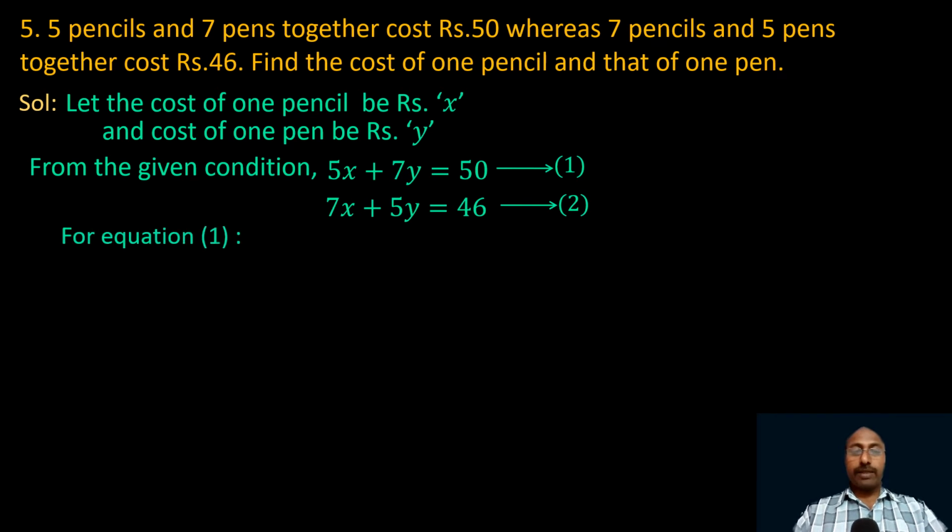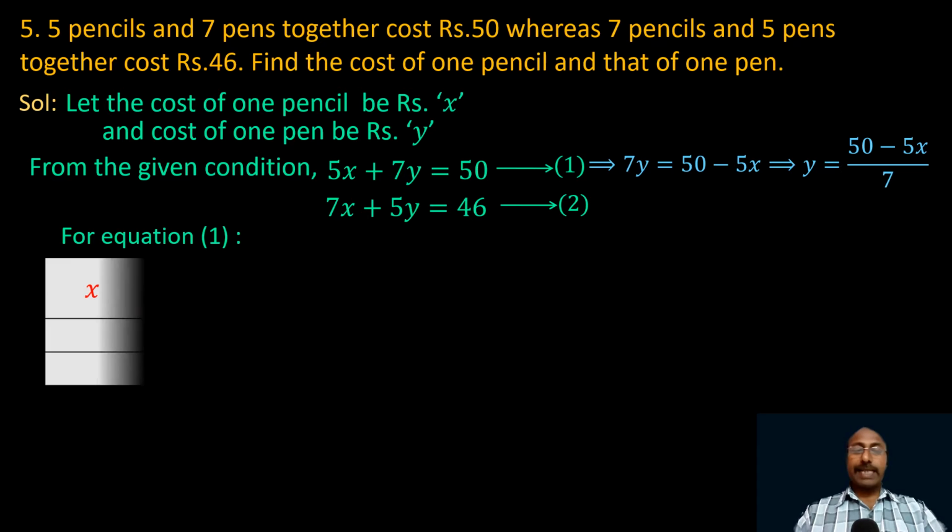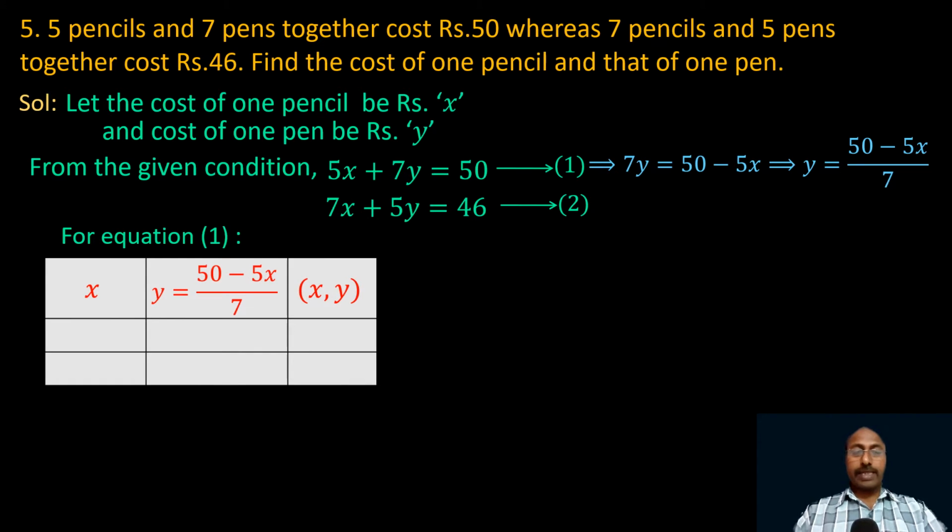So take first equation, 5x plus 7y equal to 50. From this we can write 7y is equal to 50 minus 5x, and from that y is equal to (50 minus 5x) by 7. So let's draw the table. y is equal to (50 minus 5x) by 7 and the point x comma y. Okay, now take some values for x.